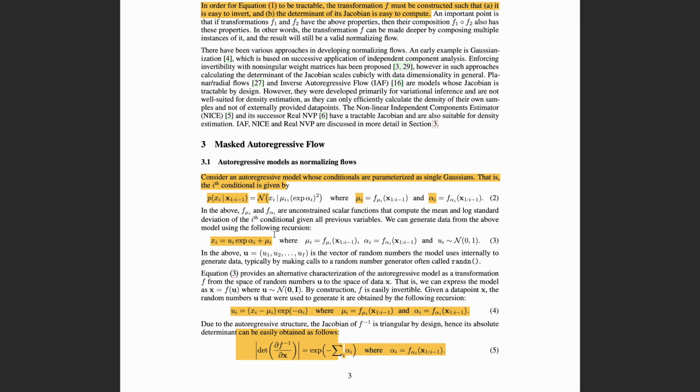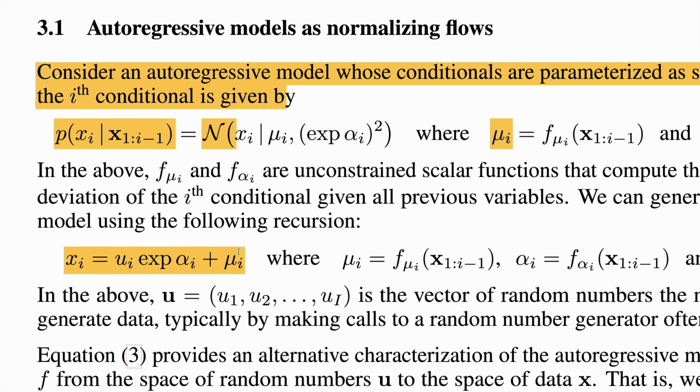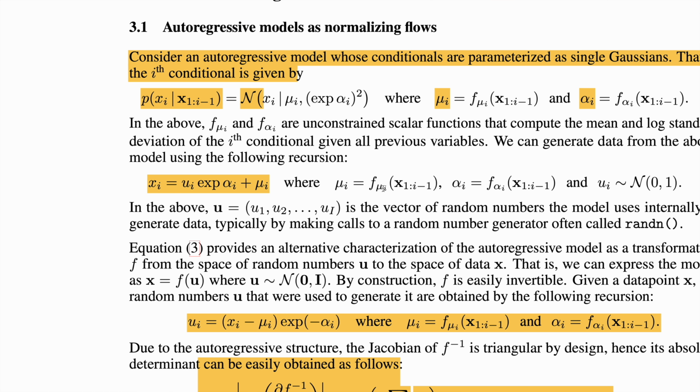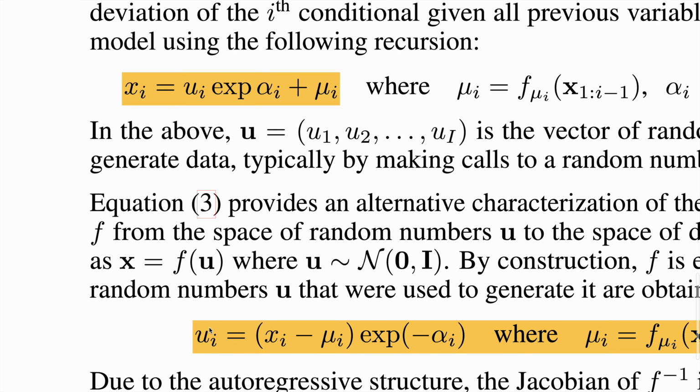So during each training step, you need to be able to invert this equation. You need to be able to go from X to the latent space. Those equations are easily invertible. You can just rewrite them and obtain U, so basically the random numbers that were generated.